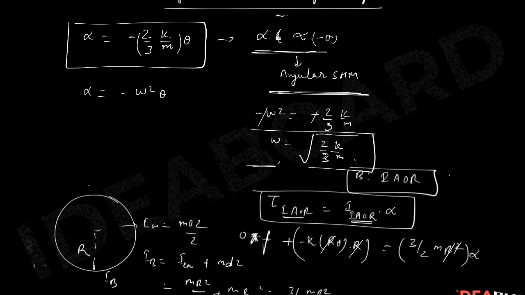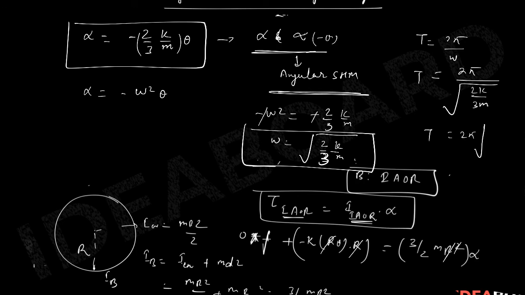You are observing that we are achieving the same result which we earlier got. Similarly, T is equal to 2 pi by omega, so T is 2 pi under root of 3m by 2k. This is going to be the answer. So that's how we can solve such types of questions related to angular SHM. And in fact you can find answers very easily.